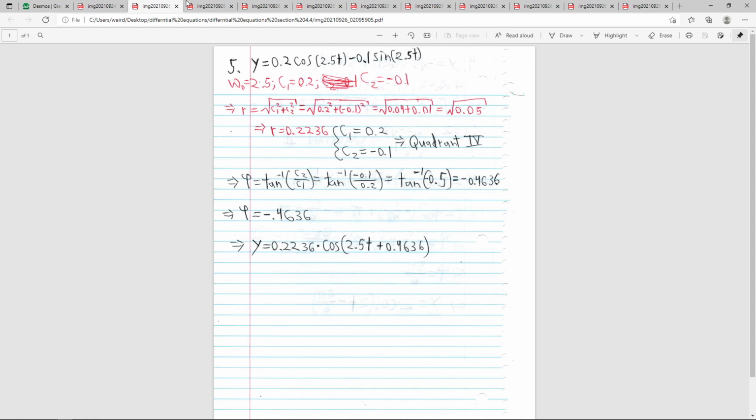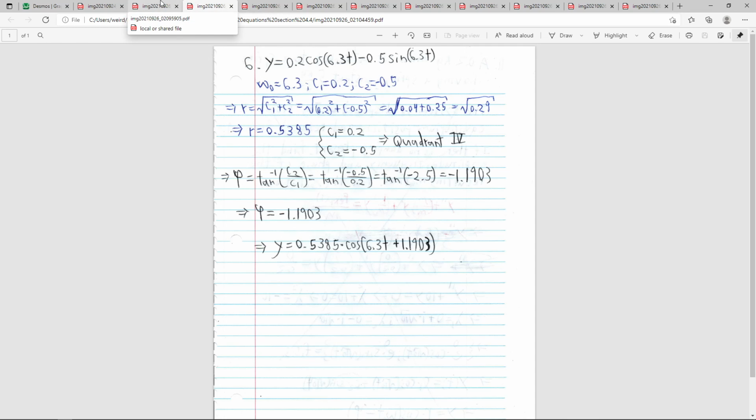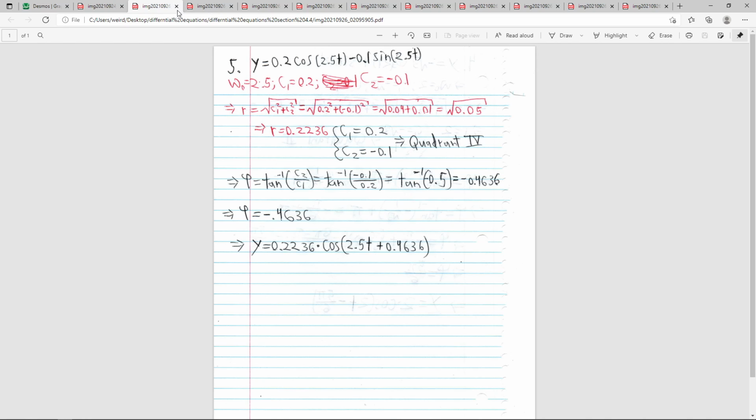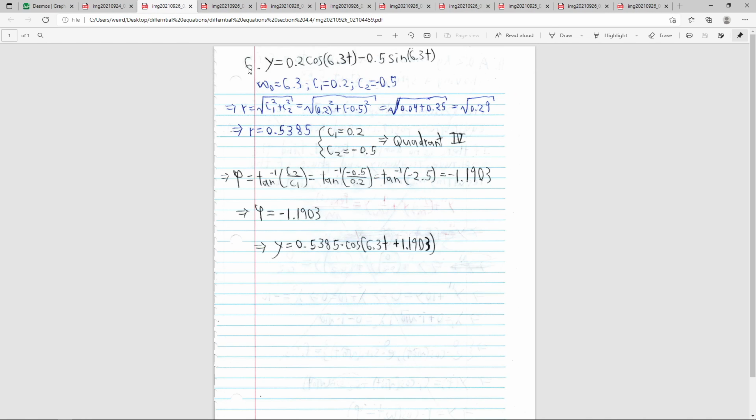Anyway, let's not get distracted with this. We have another one with decimal answers. So y equals 0.2 cosine 6.3t minus 0.5 sine of 6.3t. So 6.3 is our omega naught. c1 equals 0.2, c2 equals negative 0.5. Again, quadrant 4 because we have a positive c1 and a negative c2. Same type of arctangent work. R becomes the square root of 0.29, which is 0.5385. And when you put this into a calculator, arctangent of negative 2.5 is equal to negative 1.1903.